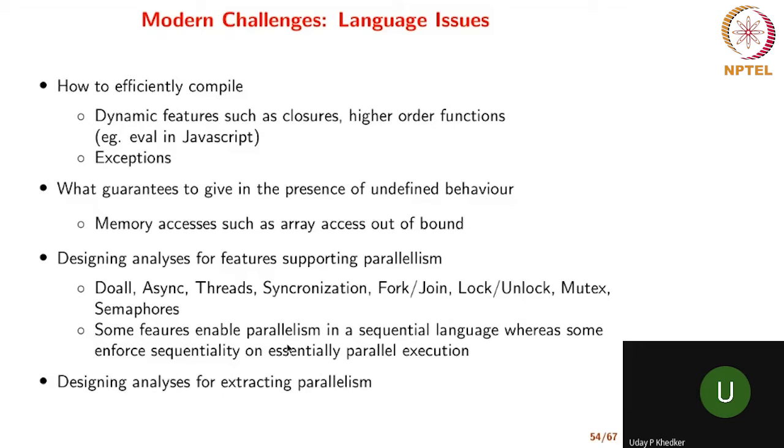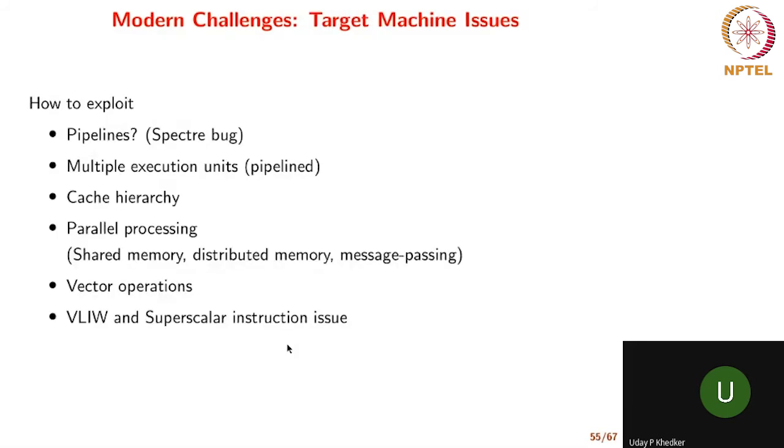For example, memory accesses such as array access out of bound. And designing analysis for features supporting parallelism: do-all statements, async statements, thread, synchronization, fork, join, lock, unlock, mutex, semaphore. Some of these features enable parallelism in a sequential language, whereas some enforce sequentiality on essentially parallel execution. And how do we design and analyze programs for extracting parallelism?